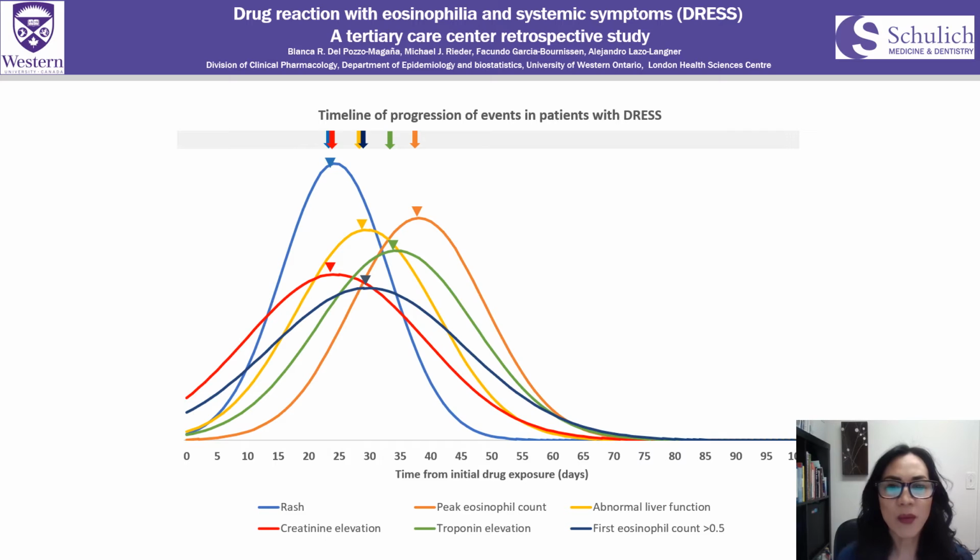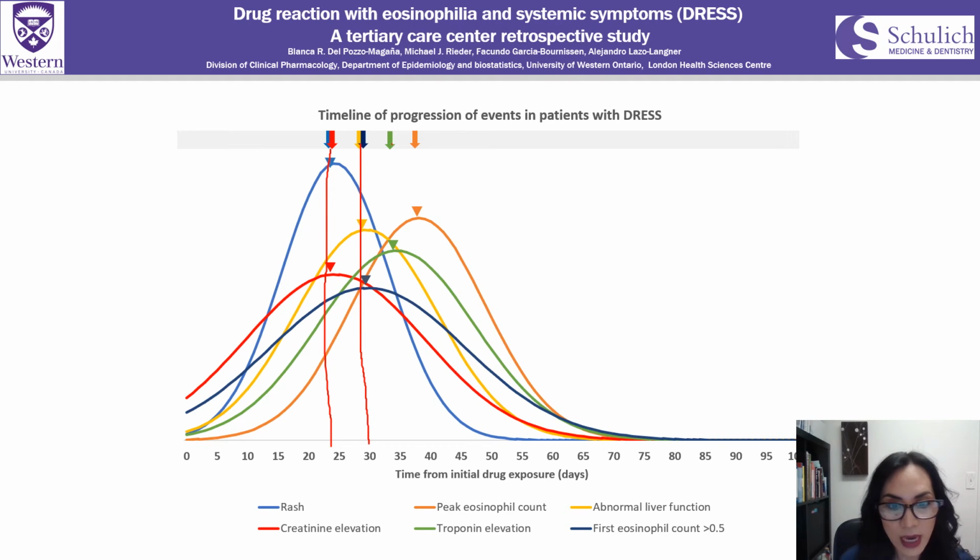To understand the evolution of this condition, we estimated a timeline of key features after the exposure to the trigger drug. In this graph, we can see how the skin rash in blue and the renal damage in red presented almost simultaneously, while the elevation of the liver enzymes in yellow seemed to coincide with the first count of eosinophilia, which presented several days later.